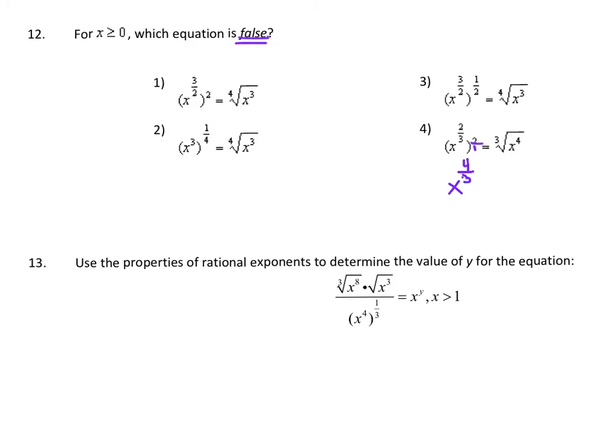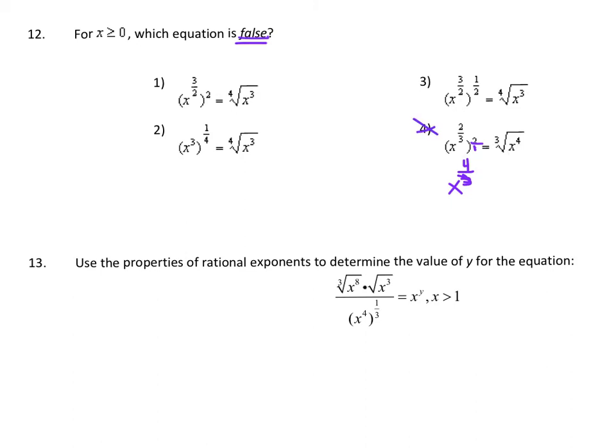Now, if you recall, power over root. The power is the number on top, and the root is the number on bottom. That's supposed to be a 3. It came out a little sloppy. Since that's a 3, that would be the cube root of x to the 4th power. Power over root. So the cube root of x to the 4th power, which is exactly what this says. So this one's true, so that's not our answer.